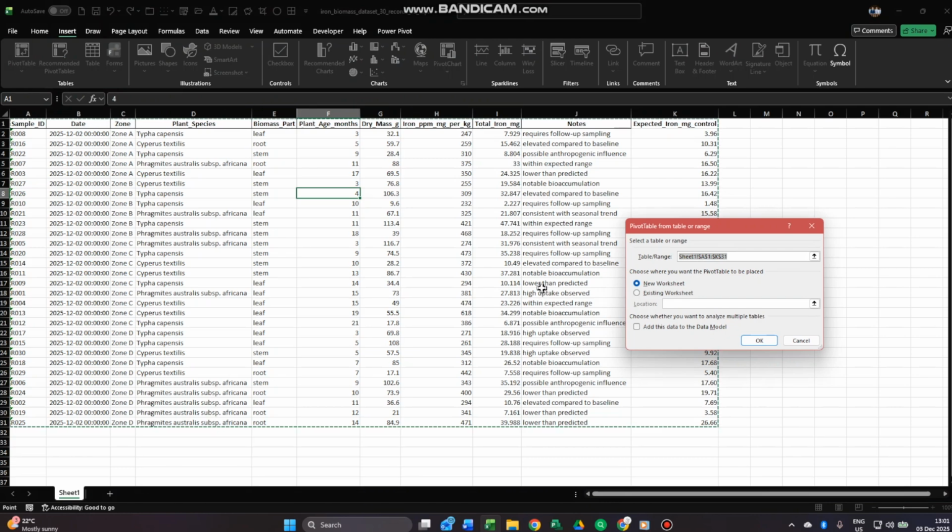Remember, I've kept all the rules of data. No blank rows or columns, definitely no merged cells. And there you've got consistency in data. Everything is nice. So we're going to put it into a new worksheet and watch this.